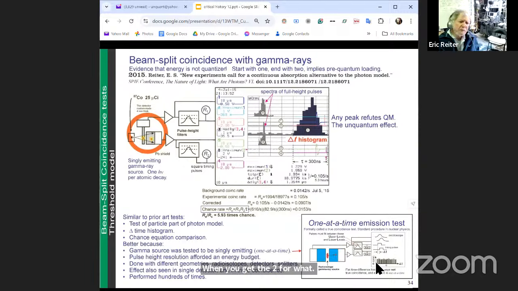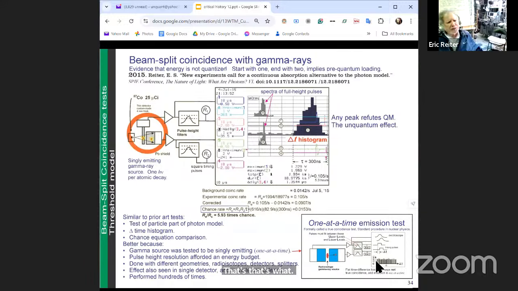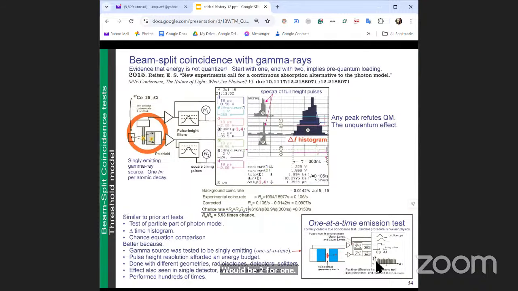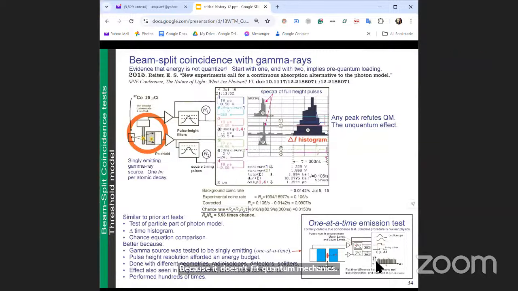We're looking at what all of these tests are looking for when they compare to chance. That would be the opposite of the result of their tests. It would be 2 for 1, but they see 1 for 1. Most people, if they saw 2 for 1, would think it was a data blip, a blurb, and they would discard it. They would think that there's something wrong with the experiment because it doesn't fit quantum mechanics. All right. Okay, I understand.